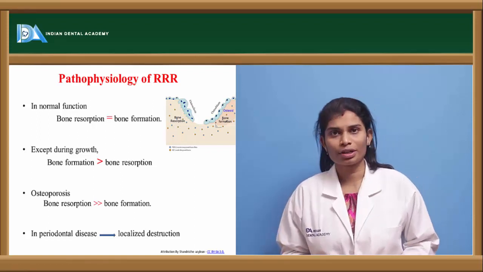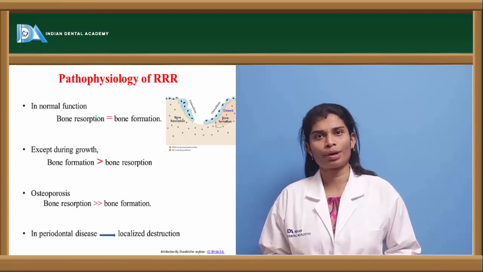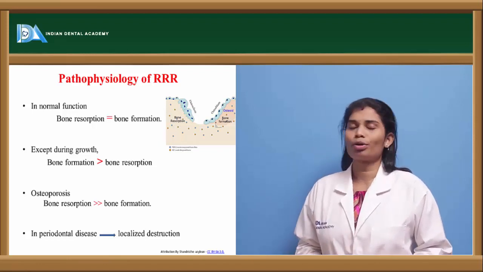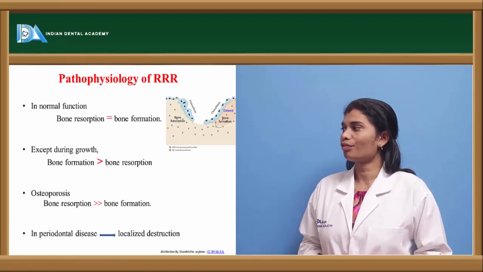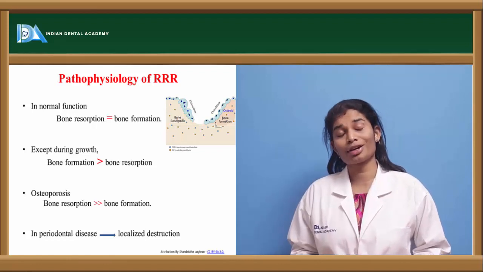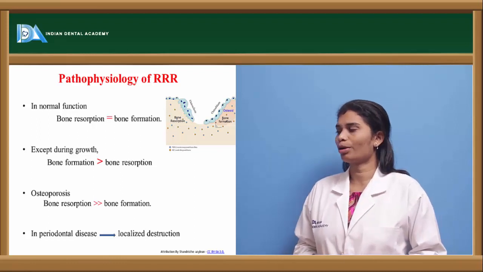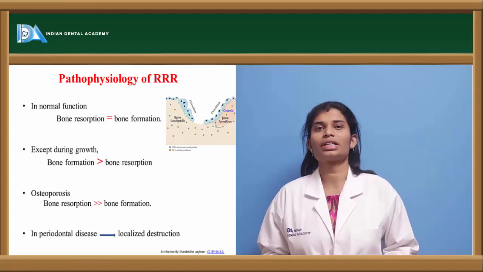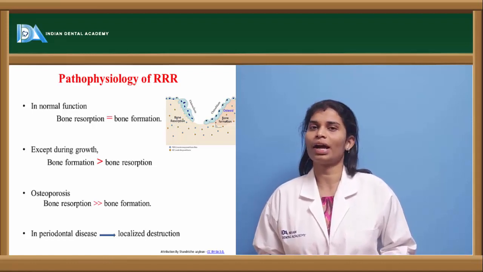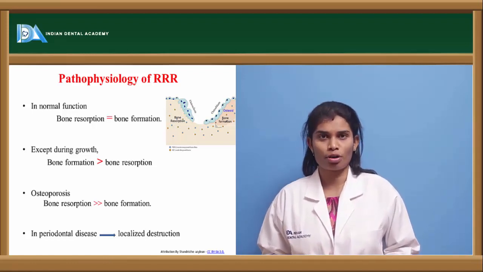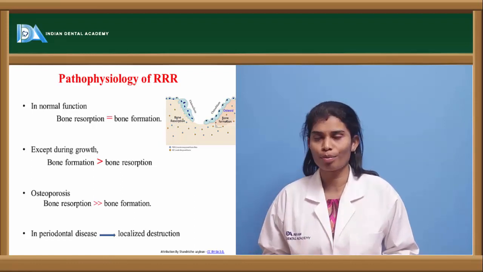Coming to pathophysiology of residual ridge resorption. In normal function, always in the body, bone resorption is balanced by bone formation, except during growth, where there is more of bone formation. In case of osteoporosis, bone resorption is always dominating bone formation. In case of periodontal tissues, there is first initial incidence of slight localized destruction. If this is left unattended, bone resorption dominates bone formation, and the final result will be loss of bone.